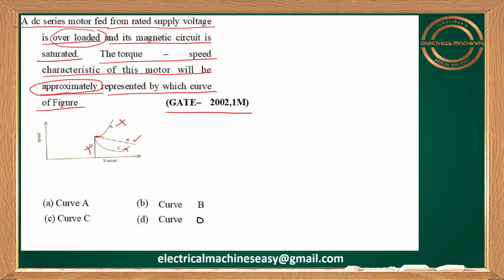At least your curve B is there. It's almost constant, so you can go for option B. Curve B is your option. Curve B is your answer. Okay guys, very simple question, asked for 1 mark.